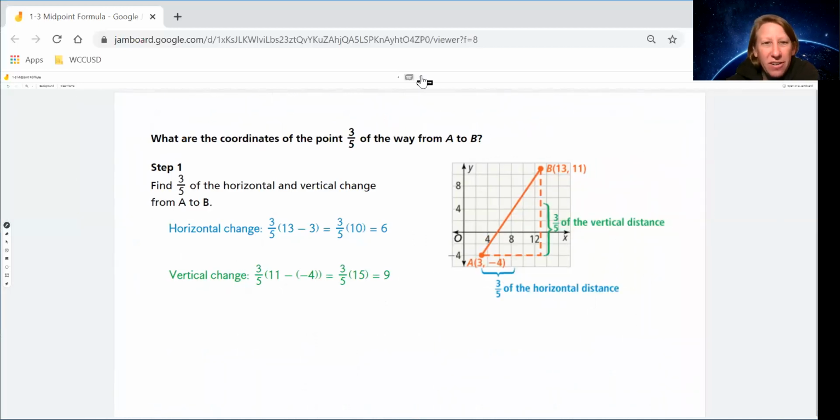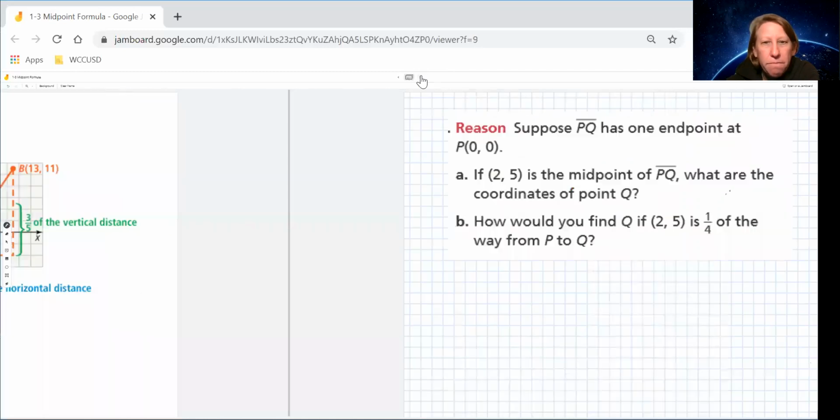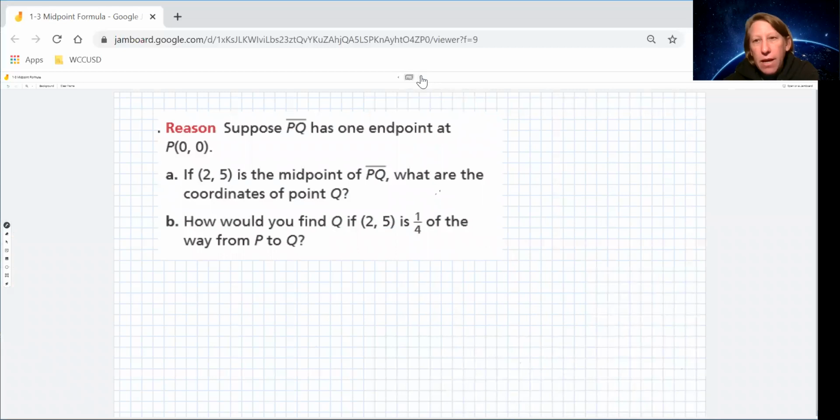Here's another picture of it, just more beautifully drawn. Okay, last problem of this type. Suppose line segment PQ has an endpoint at 0, 0. If 2, 5 is the midpoint of line segment PQ, what are the coordinates of point Q?